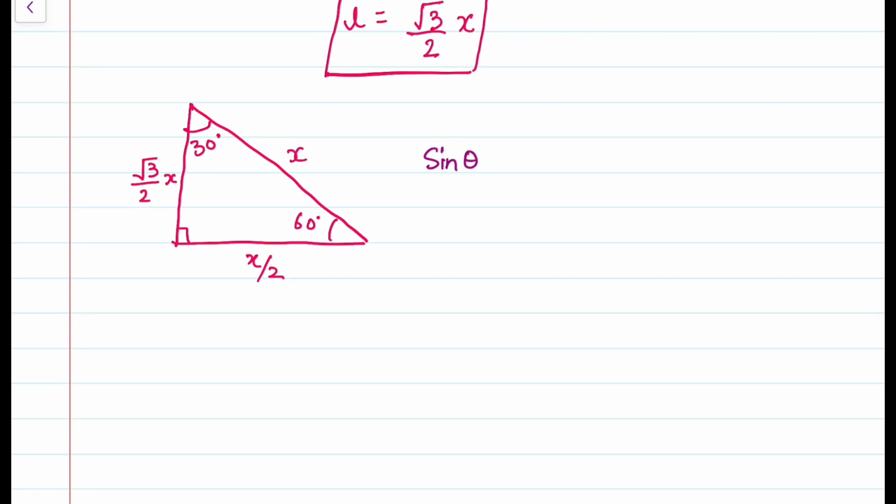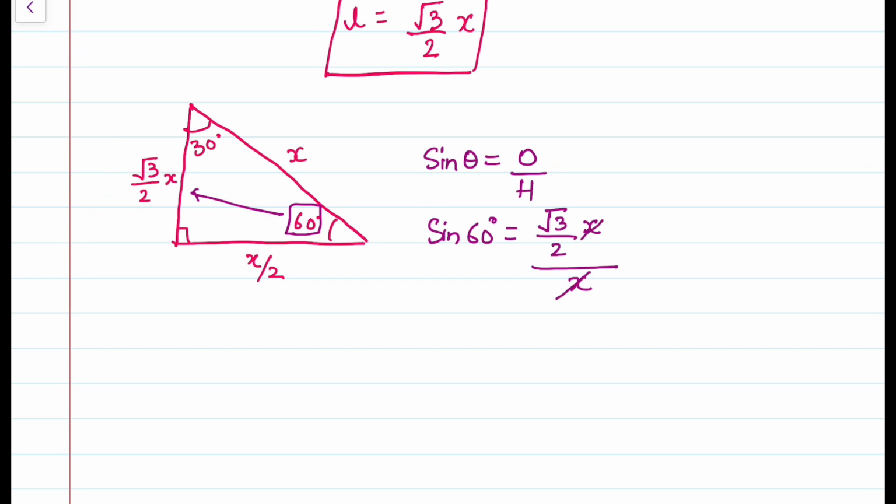So sine theta, we know that it is opposite over hypotenuse. All right, so here we are using the 60-degree angle first. So sine 60 degrees is equal to opposite, and opposite in this case is root 3 over 2 times x. So that is root 3 over 2x over hypotenuse, which is x. Right, so here x divided by x is 1. So sine 60 is equal to root 3 over 2.